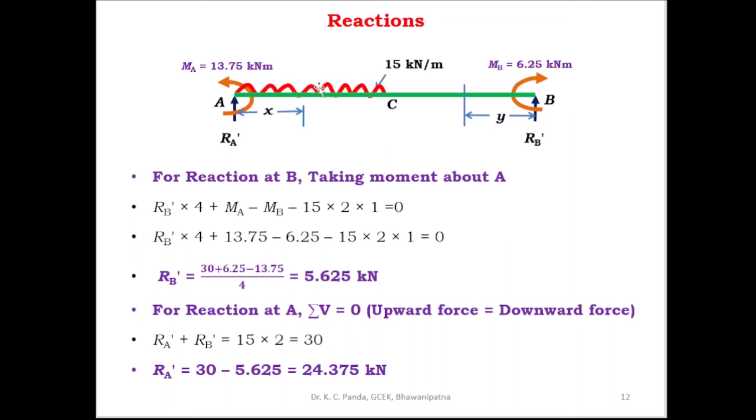So then this is the UDL, downward UDL. So you have to take plus 15 into 2 minus 5.625 plus 15 into 2. Then you will get the shear force at A.